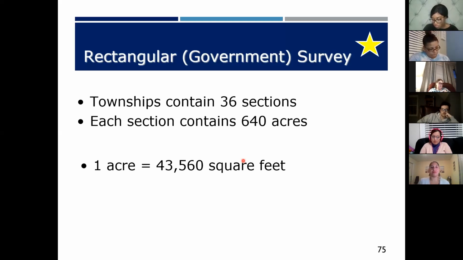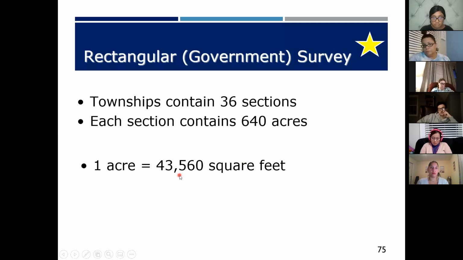43,560. Part of the math that we do at the end of this unit is going to be focusing on this number. Put it on a flashcard, write it on your hand, whatever, but we need to know this number. Again, you need to know this for your test. I use this every single day.